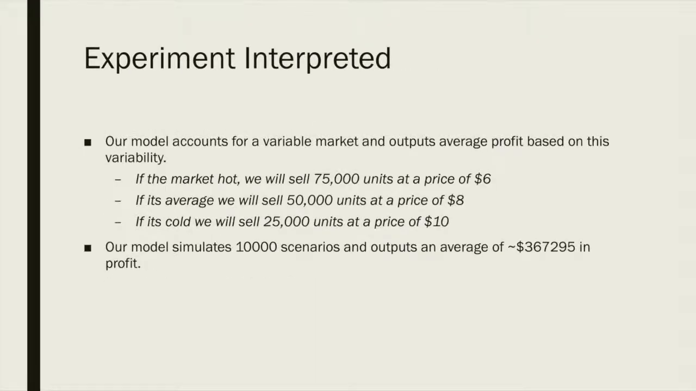So just to interpret the results in our experiment, as Will and Lynn said before, our model accounts for a variable market and then outputs the average profit based on this variability. So to break it down, there's the hot or high-level market where there's a lot of units of demand, and because of this big demand, the pricing of the units will be lower since there'll be a lot of other competitors in the industry. There's also an average or lukewarm market where the units will be around 33% less, and that will result in a price increase because fewer people will be in the market.